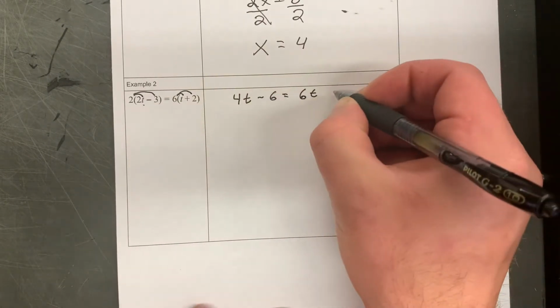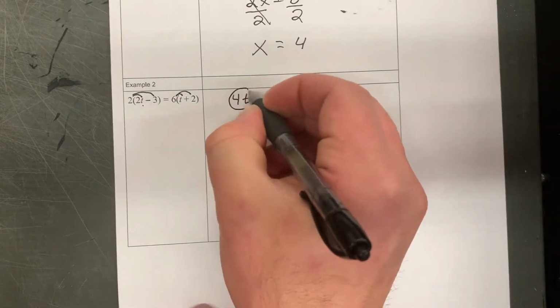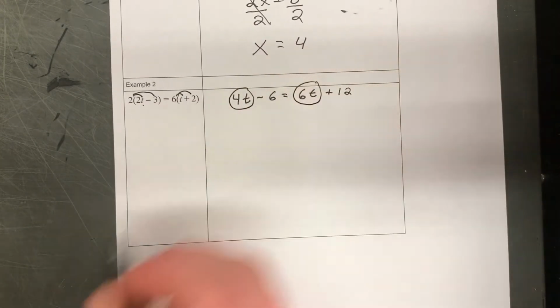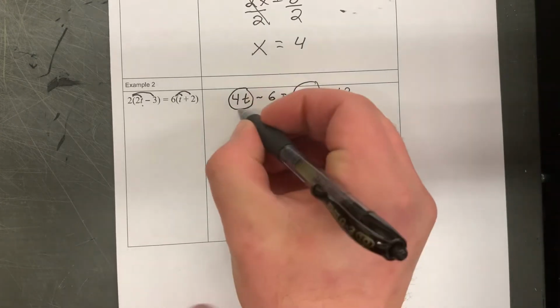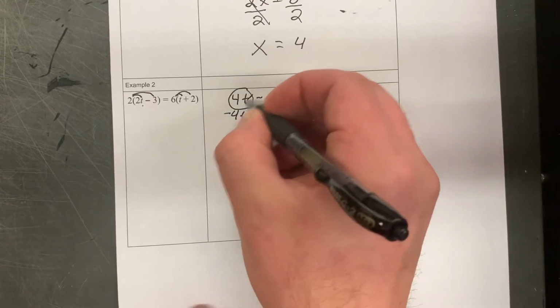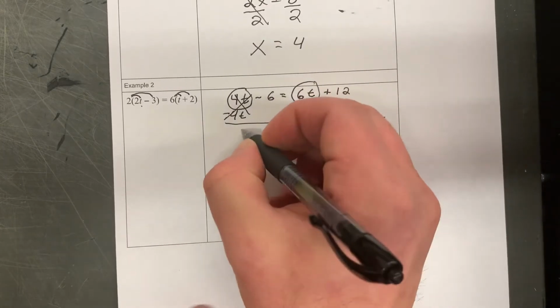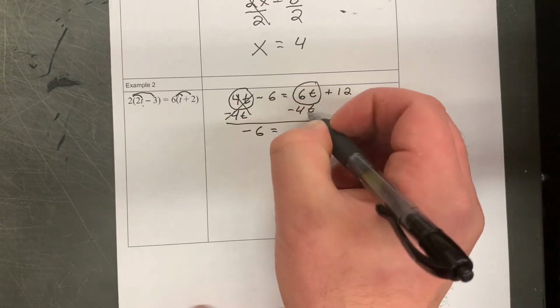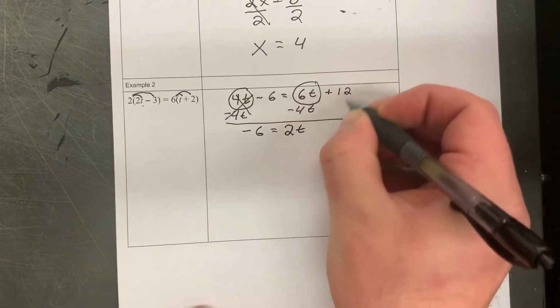6 times 2 gives me 12. I can see that I have like terms here and like terms here. I don't want to deal with negative variables, so I'm going to take away 4t from this side. These cancel out. I'm now left with on this side negative 6 equals 6t minus 4t gives me 2t plus 12.